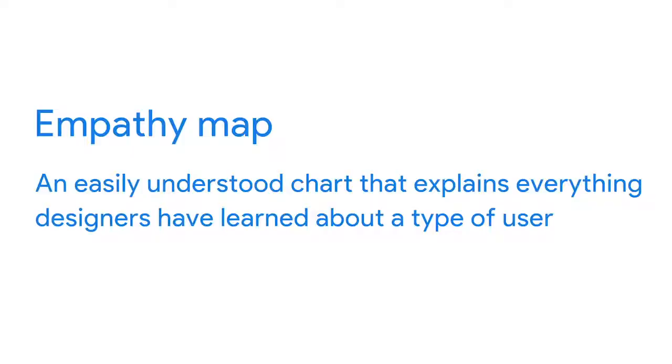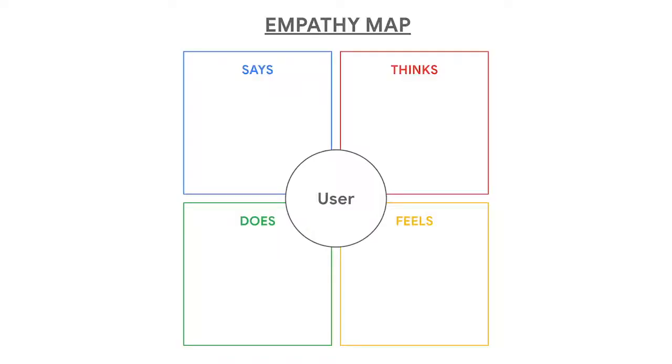As a reminder, an empathy map is an easily understood chart that explains everything designers have learned about a type of user. Empathy maps help UX designers understand a user's behavior when interacting with a product. To get a little more specific, empathy maps focus on 4 main motivations of users: what the user says, thinks, does, and feels. In other words, empathy maps tap into our users' minds and hearts to help us understand their thoughts and feelings in a given situation.